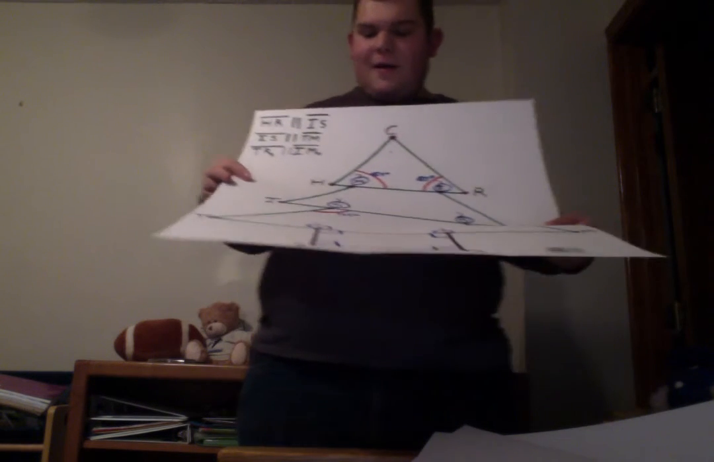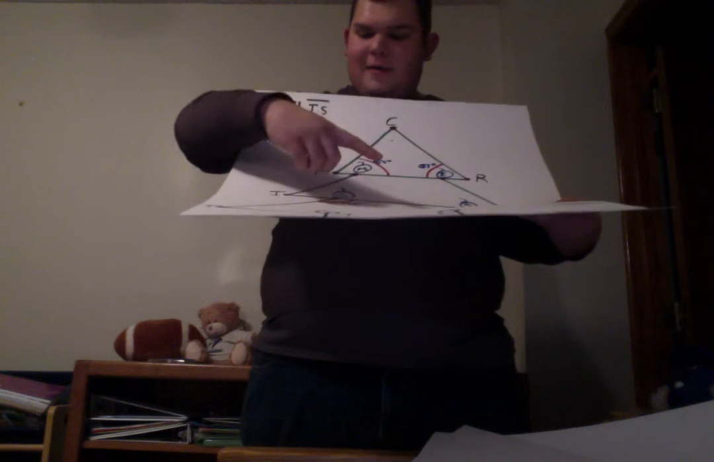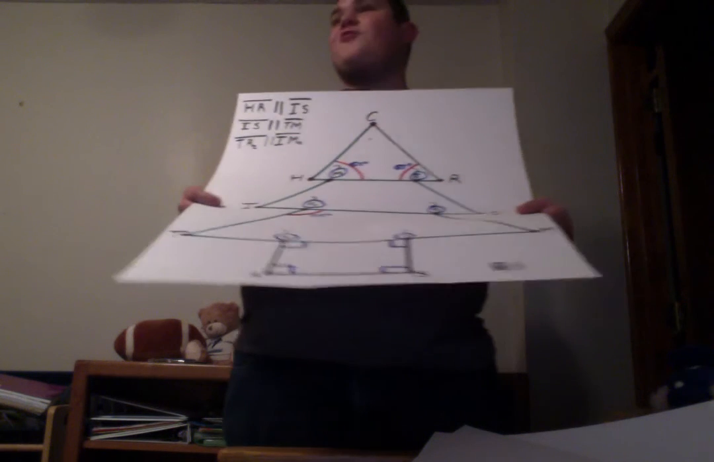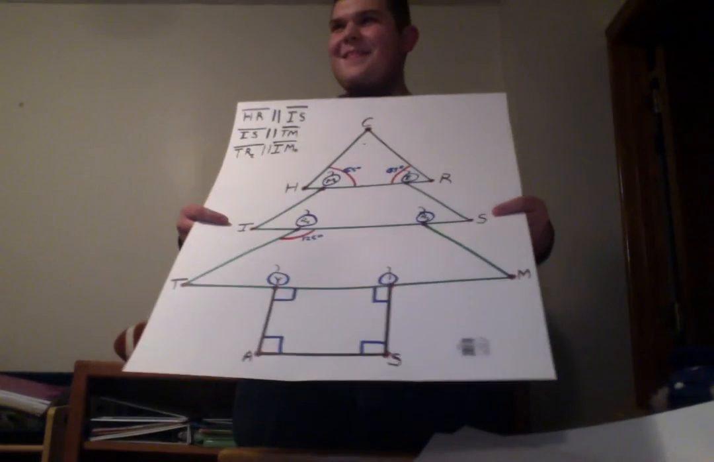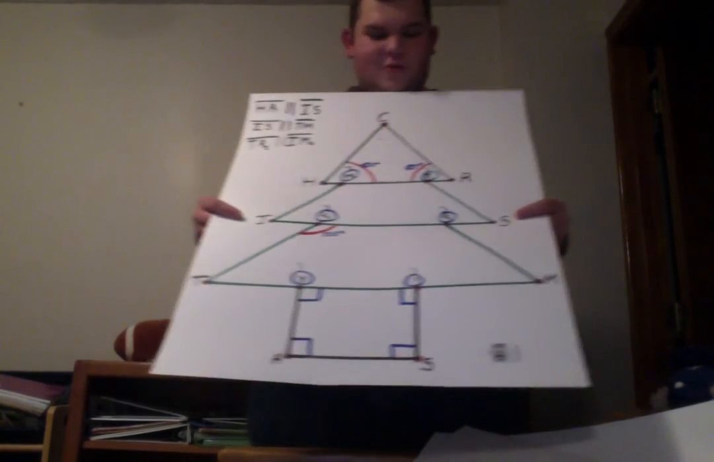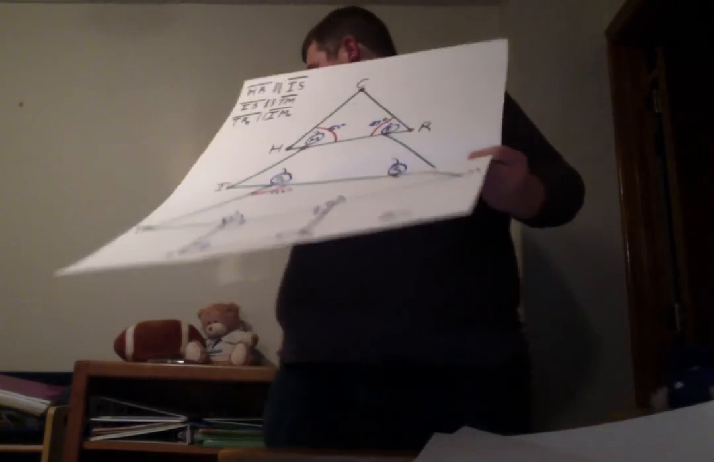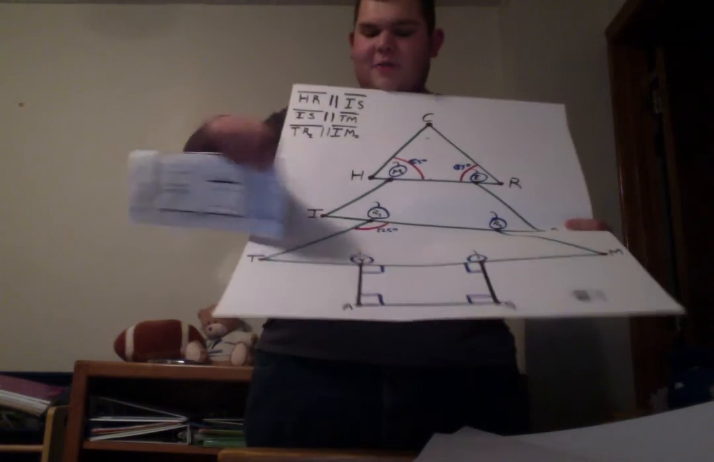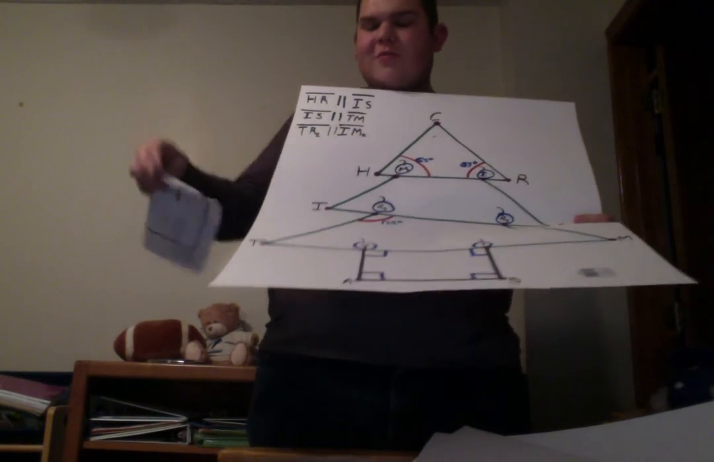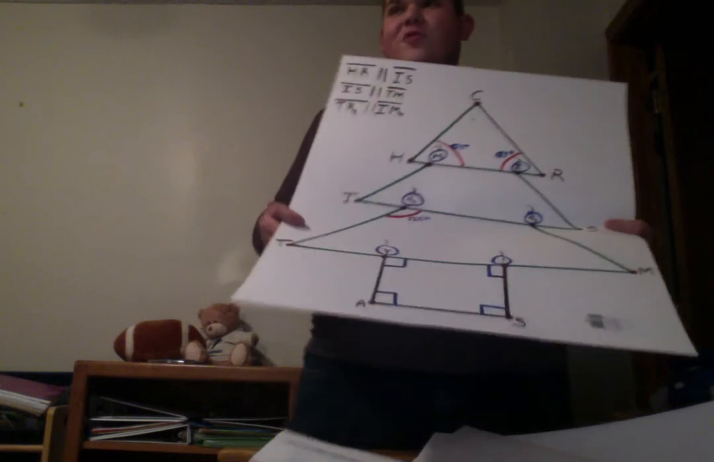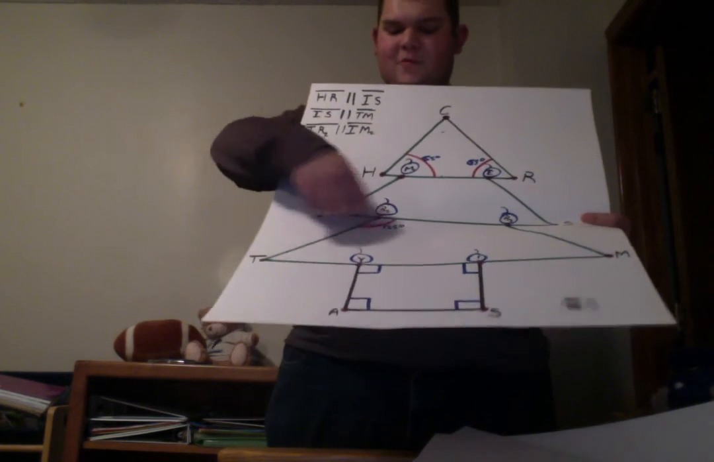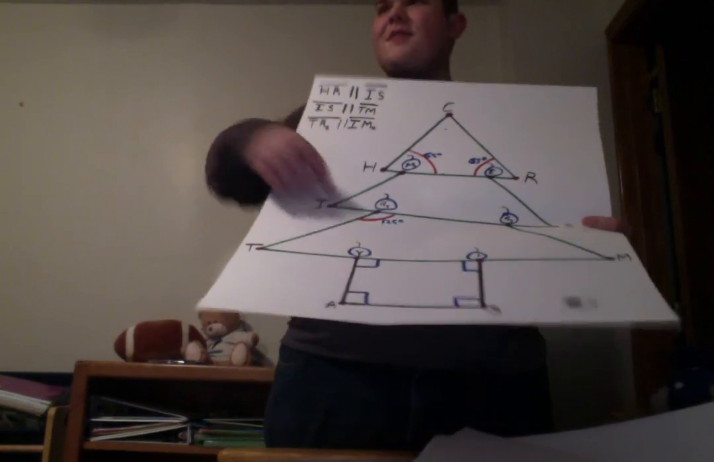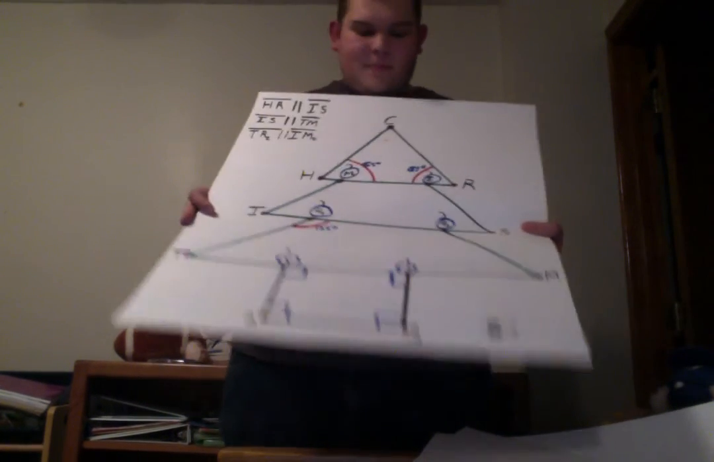IS. IS would be a straight line. So our next question will be, what if this measures 125 degrees? Then what does angle TI measure? So this measures 125. What is TI? 55. Correct.